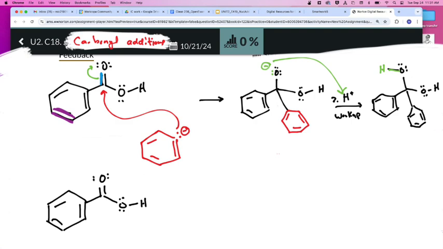We have the hydrogen on that oxygen. That is an acidic hydrogen. In fact, we know it's acidic because the name of that functional group is carboxylic acid. It is so acidic, we actually call it an acid.